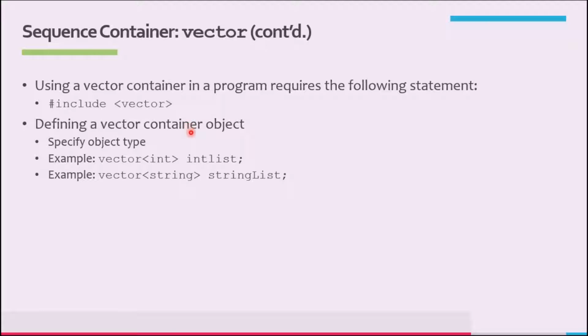For example, the statement vector<int> intList declares intList to be a vector and the component type to be an integer, or int. Similarly, the statement vector<string> stringList declares stringList to be a vector container and the component type to be a string.